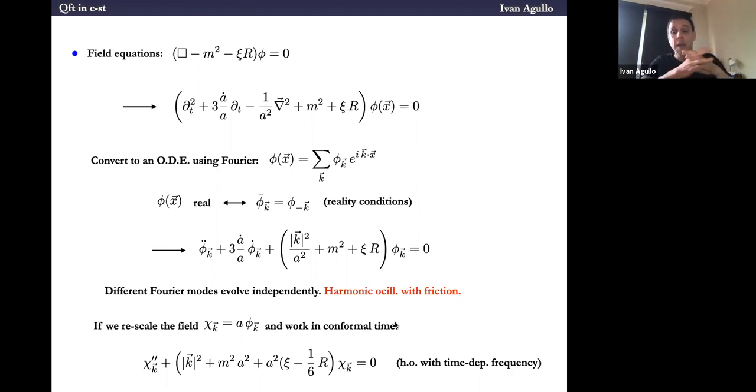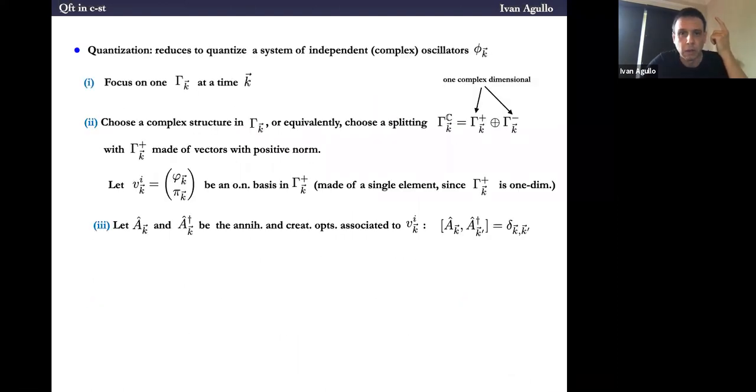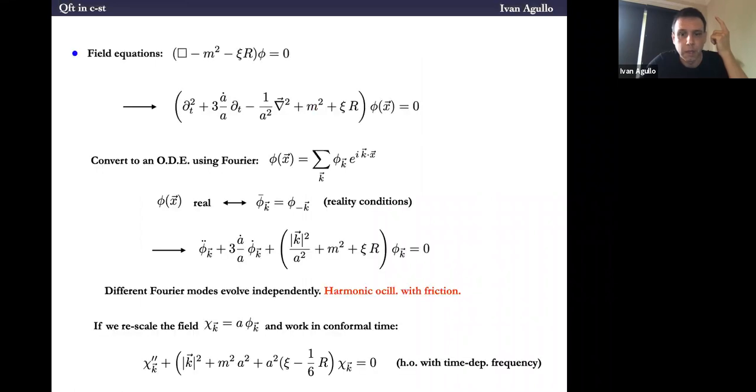And so this is what we are going to do: quantize all these independent oscillators. And here, just one thing before we have a rest. From here, you understand why xi, remember xi was the coupling to the curvature. Here I am, sorry. Xi, in this first equation, is the coupling to the curvature. There is a parenthesis here, just after the 1/6 that I missed, sorry, there is a typo. So if xi is 1/6, this term vanishes. And so if xi is 1/6, the field doesn't see the curvature.